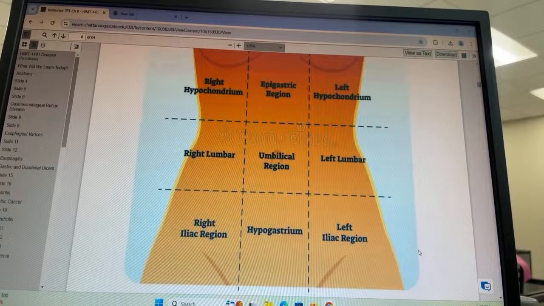With a lot of the diseases, you'll feel pain in certain areas. So, for example, with appendicitis, the pain is usually in the right lower quadrant or the right iliac. So just knowing that helps you to know what diseases to look for.